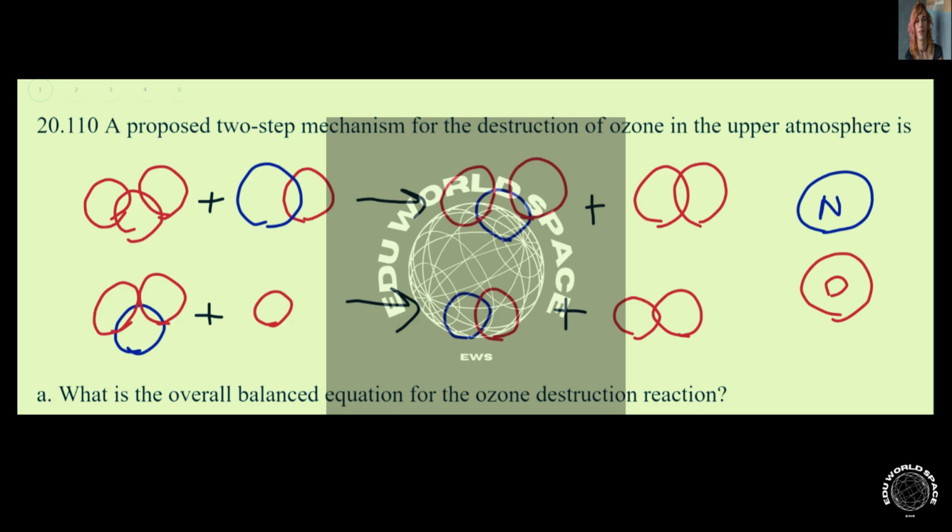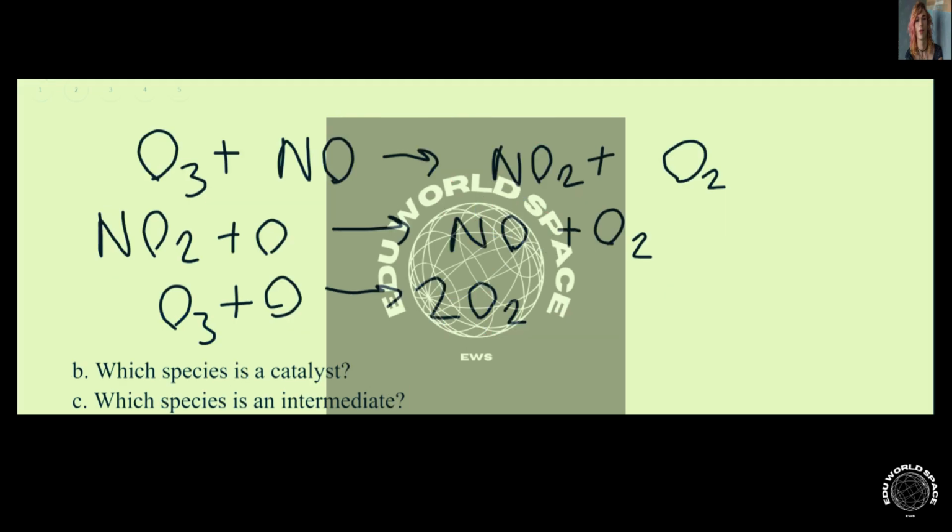So let's take this image and translate it into a balanced equation, or two steps in a balanced equation, and then we'll add those two steps together to get the overall balanced equation. So this is O3, this is NO, and this is NO2. So let's go ahead and write this out. So we have O3 plus NO yields NO2 plus O2.